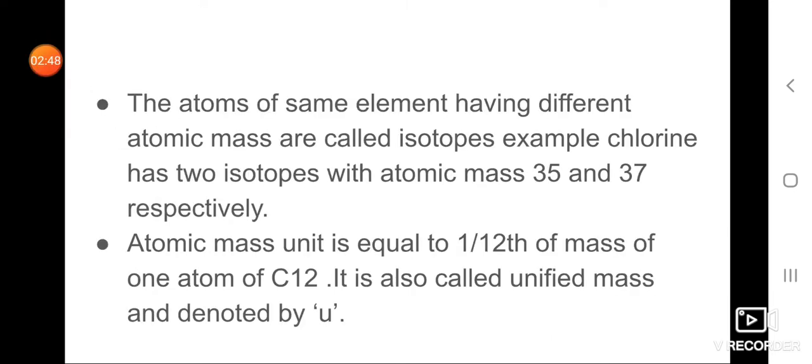Now, what are isotopes? The atoms of same element having different atomic mass are called isotopes. Example, chlorine has two isotopes with atomic mass 35 and 37 respectively. As I told you, hydrogen has three isotopes: protium, deuterium and tritium.